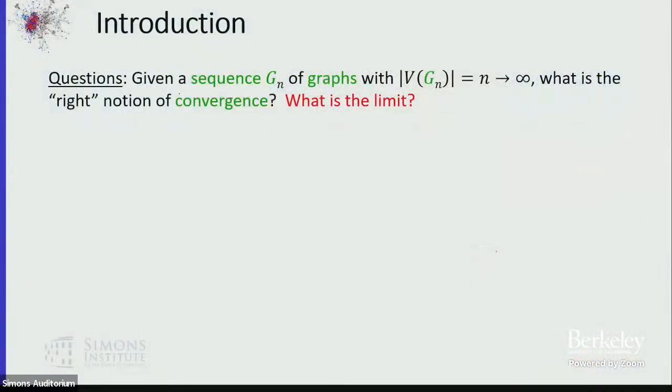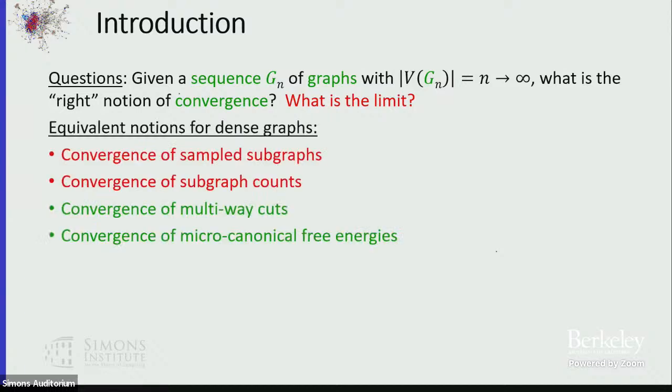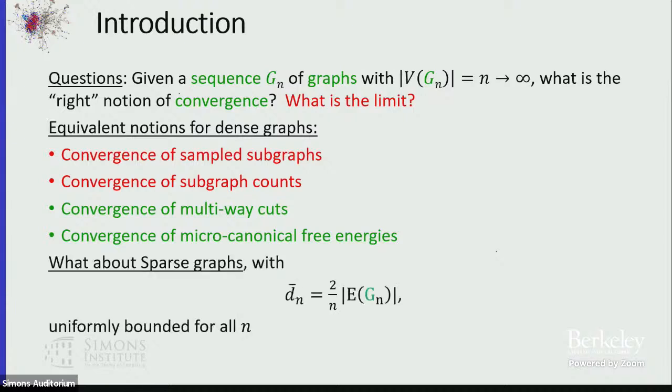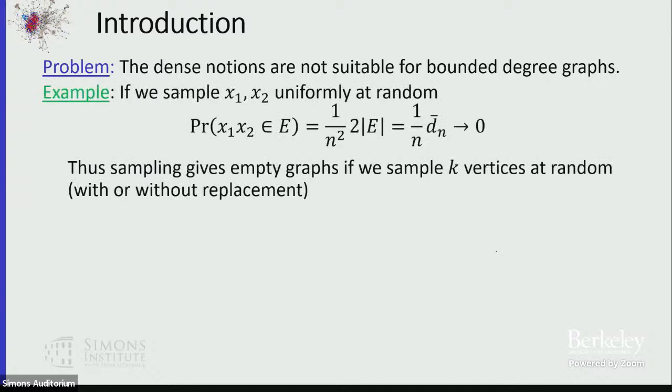we still are wondering when we should consider a sequence of graphs convergent, and we have seen that for dense graphs there are many equivalent notions. And so the question is, what do we want to do if we have sparse graphs such that the average degree is bounded? It turns out that if you just take the notions for dense graphs and look at them as they are, they will all be trivial. Let me give you an example.